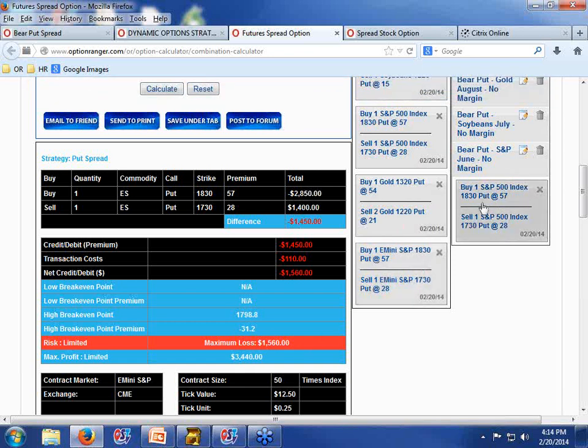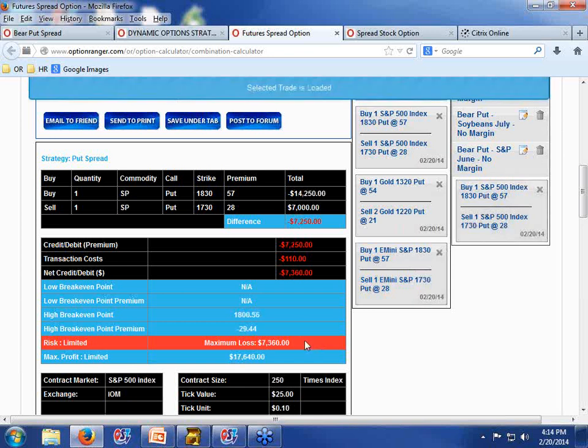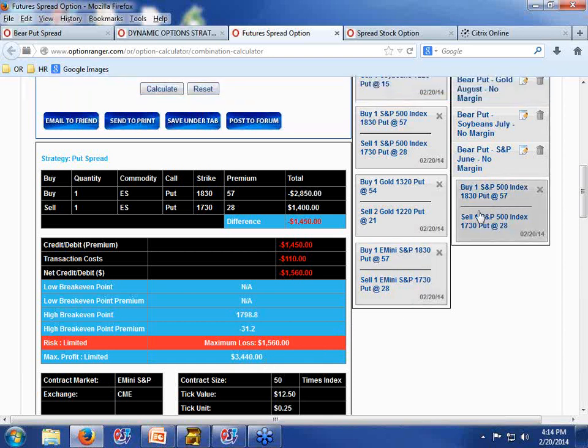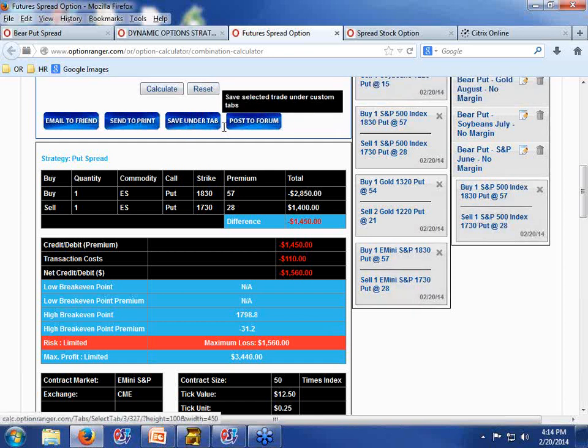Let's see what's the maximum profit here. On the large contract, the maximum profit is 17,640. On the small contract, it's 3440. So you can literally click back and forth and decide which one is more within your budget. And then if this trade looks right for you, you can save it under a tab and bring it over here to keep following. If not, you can just delete it.